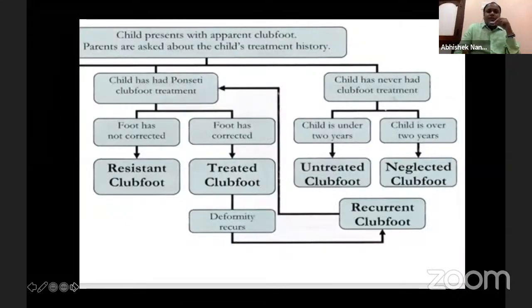So if a child presents with apparent clubfoot and parents are asked about the child's treatment history, if the child has had Ponseti clubfoot treatment and the foot is not corrected, we call it a resistant clubfoot. If the foot is corrected, we call it treated. And if the deformity recurs after correction, we call it recurrent. If the child had never come for CTEV treatment and is under 2 years, we say untreated. If the child is over 2 years, we say neglected.